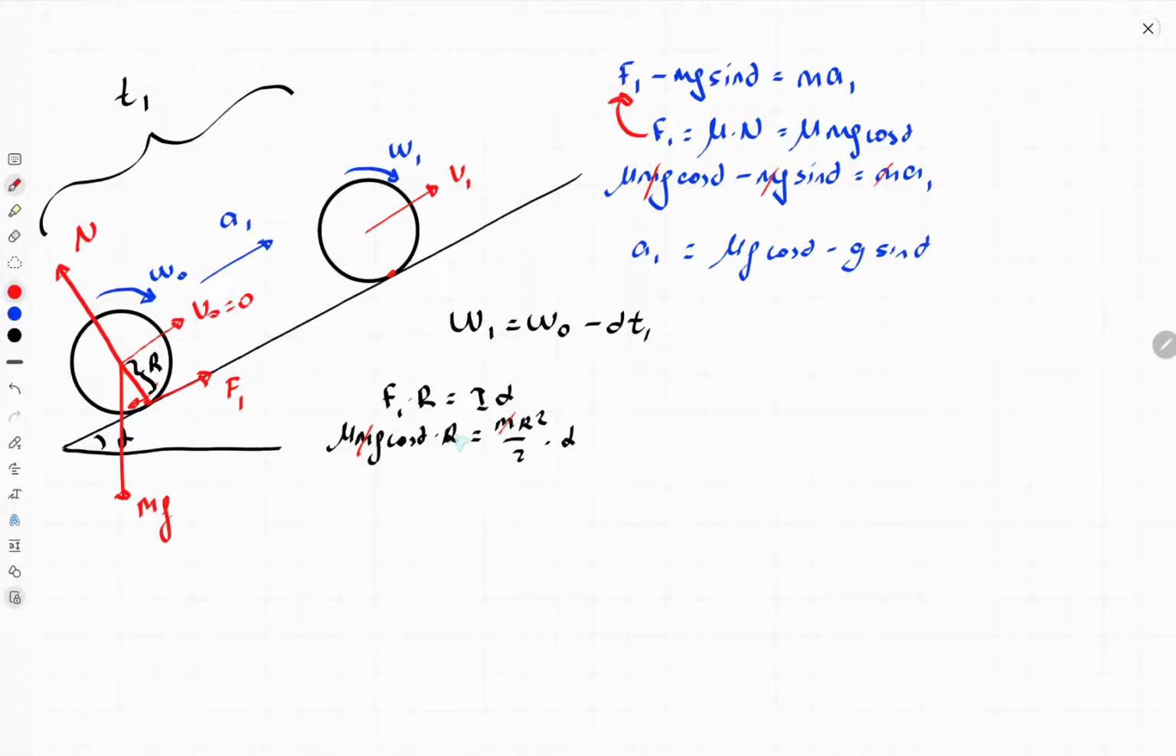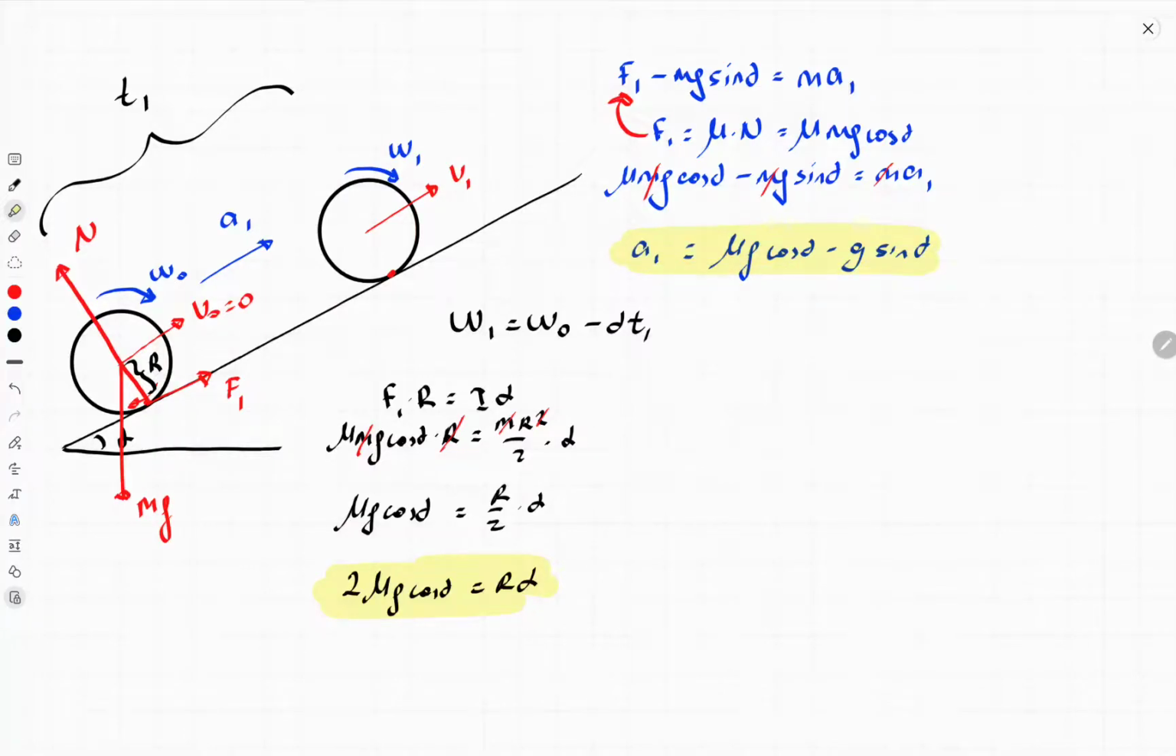So mass, we lose it. One of the radius we can cancel. So mu g cosine alpha equal to r over 2 alpha. From here, mu g cosine alpha equal to r times alpha. So we have this kind of relationship. Maybe it will be useful in future.